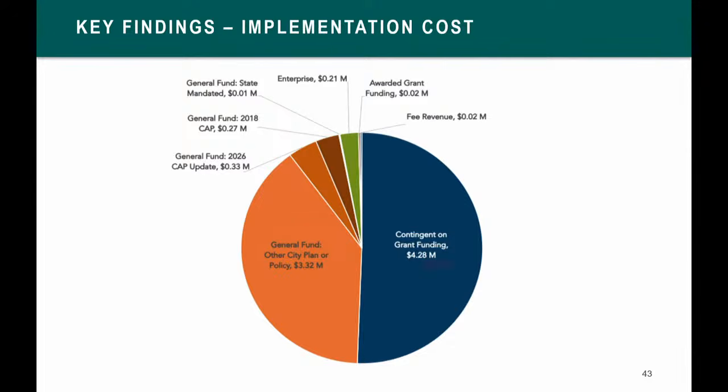So moving on to the implementation cost analysis. This slide shows the breakdown of the total annual costs to implement the proposed CAP measures and the potential sources of funding. So I'll start with the blue portion on the right. The largest part at $4.3 million annually. These are costs associated with measures that are contingent on grant funding.